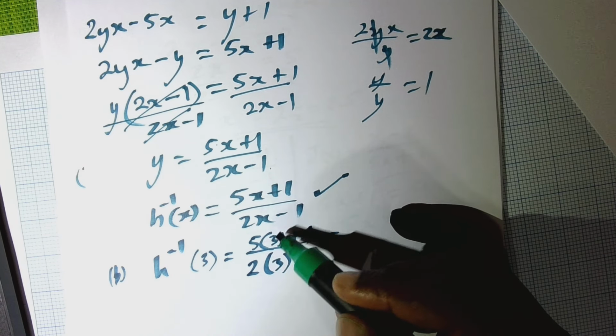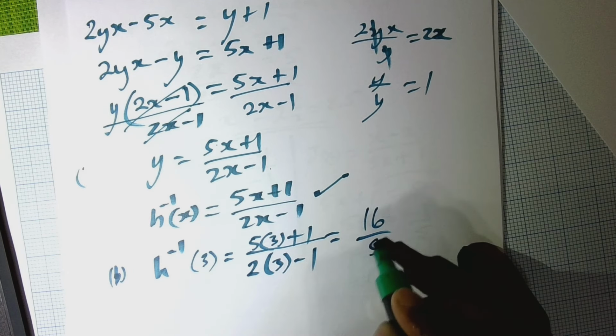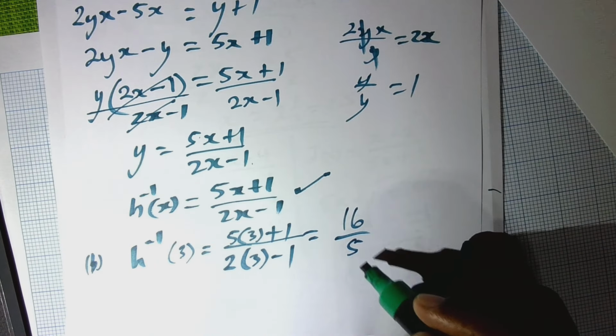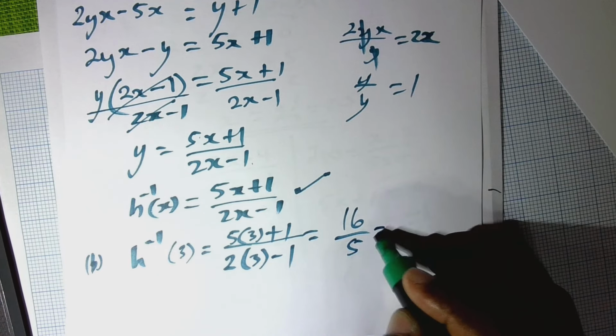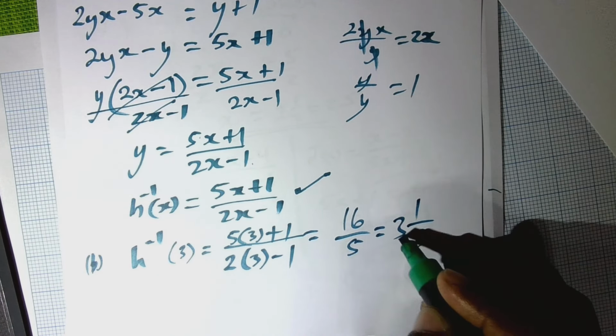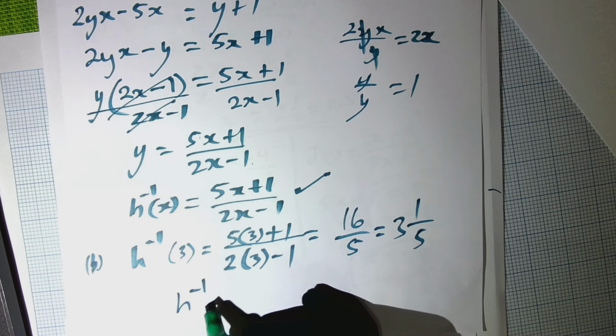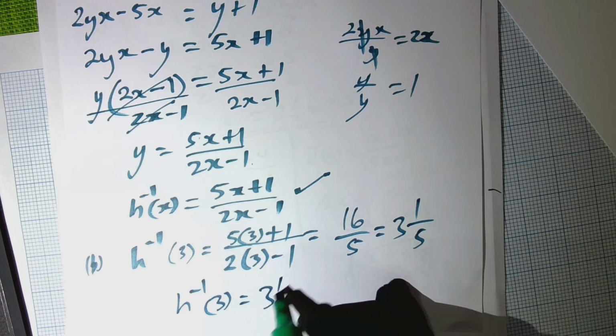This gives me 5 times 3 is 15 plus 1, that's 16. 2 times 3 is 6 minus 1 is 5. And this cannot be simplified any further, so I'll leave this as my answer, or we can convert this into a mixed number. 5 times 3 is 15 plus 1, 16, so that will be it. So h inverse of 3 will be equal to 3 1/5.